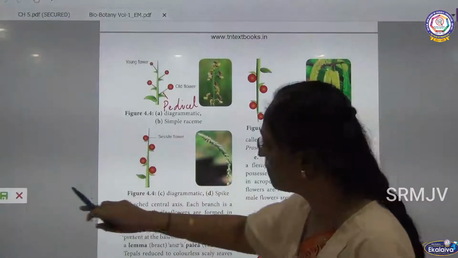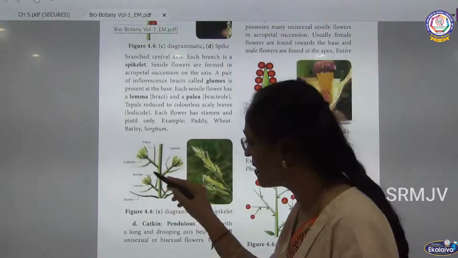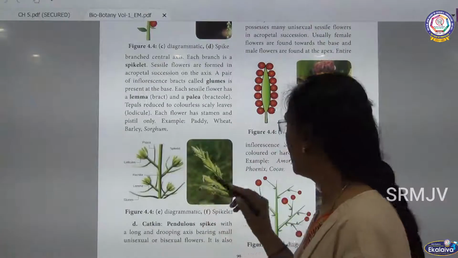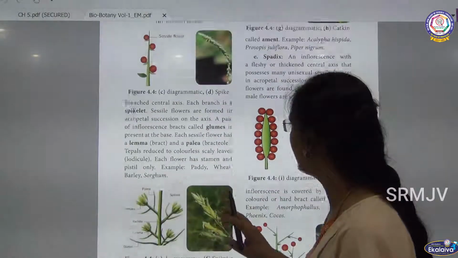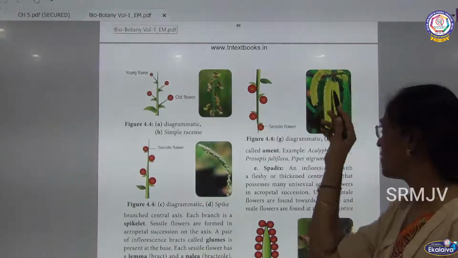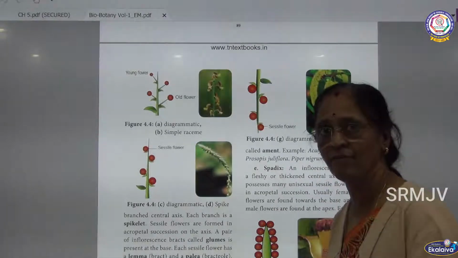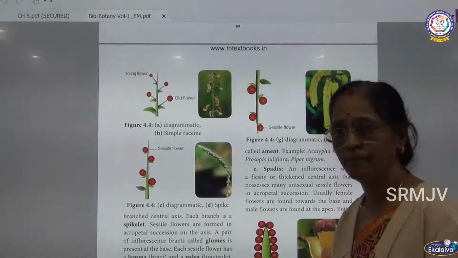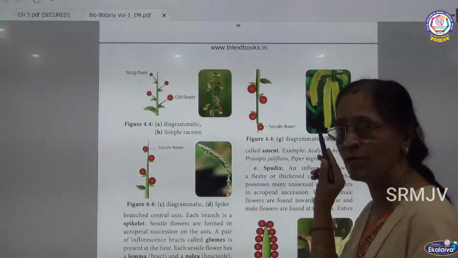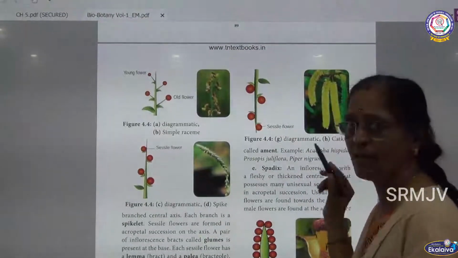And in paddy you will find the spike. These are the spikes of the branch. You call them spikelets. And if this spike is pendulous, you can see that the spike has been hanging here, and this is called a catkin, which you will find in pepper, Piper nigrum. So the spike which is pendulous, you will call a catkin. So you will find the pendulous spike.